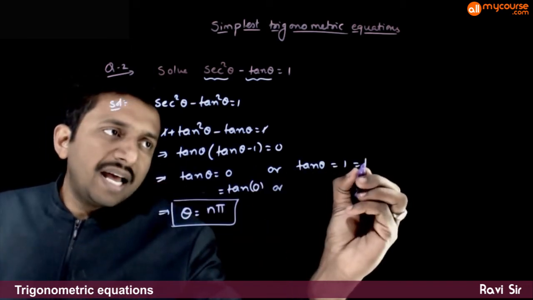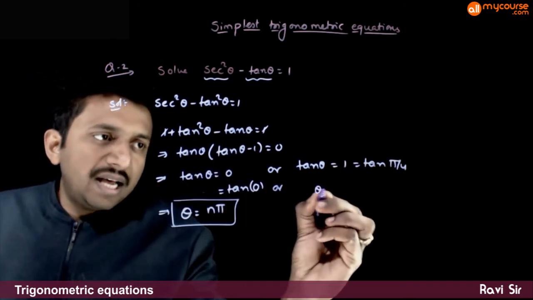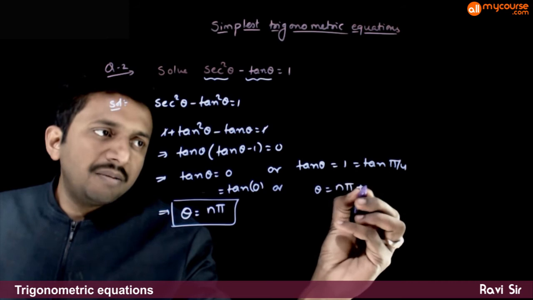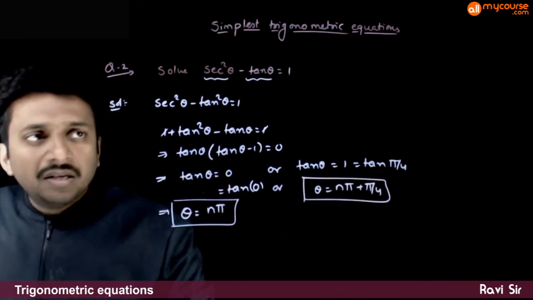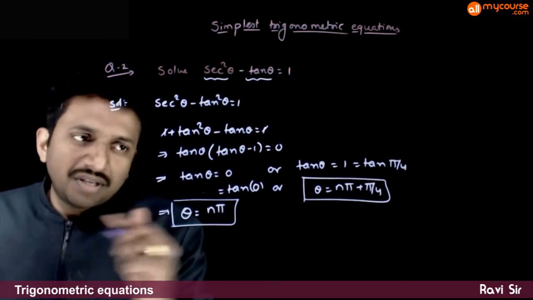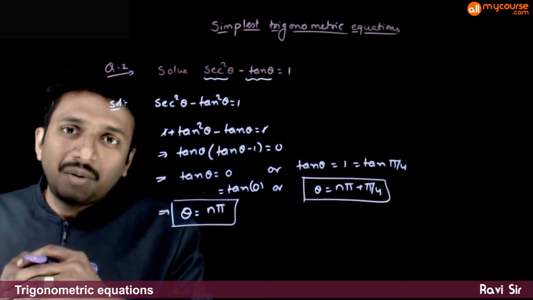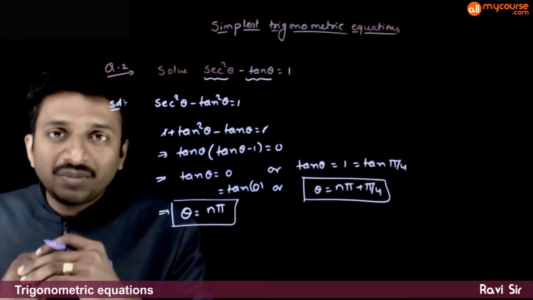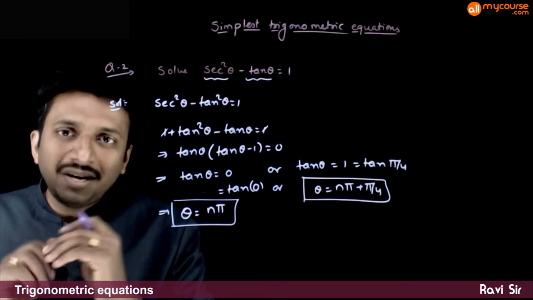So 1 can be written as tan of pi by 4. So theta is equal to n pi plus pi by 4. So these are the two possible solutions, either this or this. So if you are asked to find the principal solutions of this trigonometric equation, what are the principal solutions of this? Principal solutions are solutions between 0 and 2 pi.